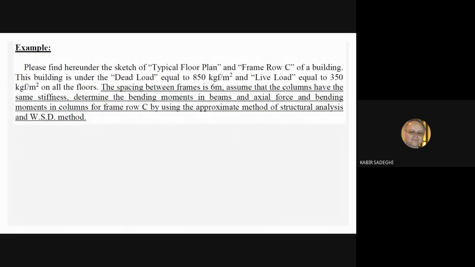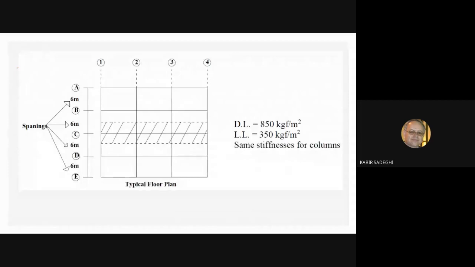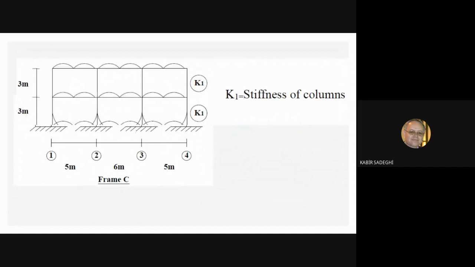Okay, we saw the plan, the spacing of 6 meters between beams. And now this is a sketch of frame C that shows the height. The height is 3 meters. The span lengths, the first is 5, the next 6, and the last one again 5. It's a symmetrical structure. We have symmetry here, and the stiffness between columns is equal.